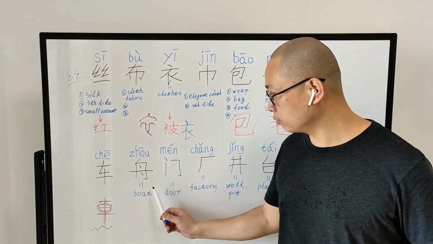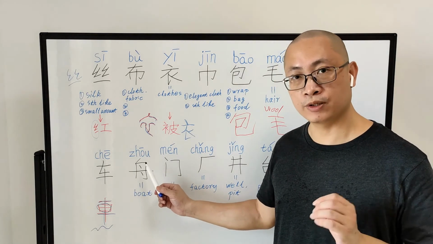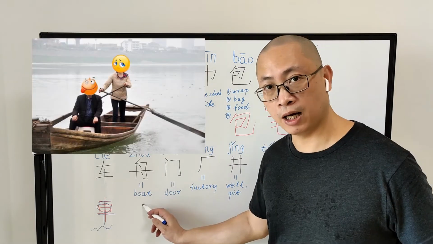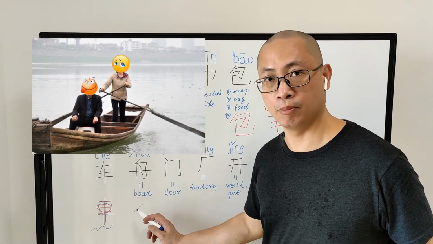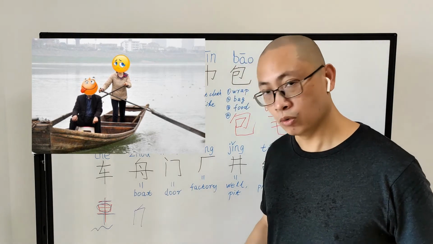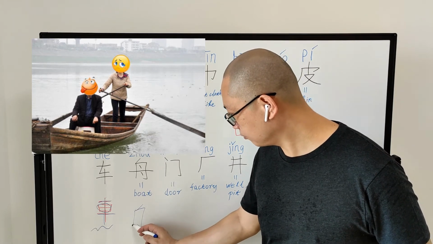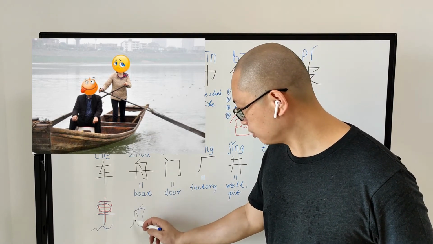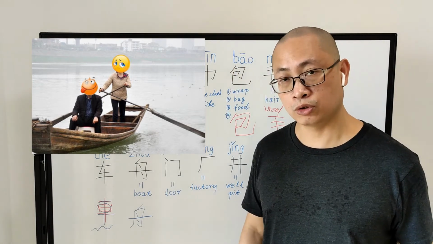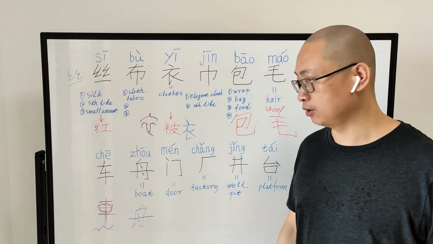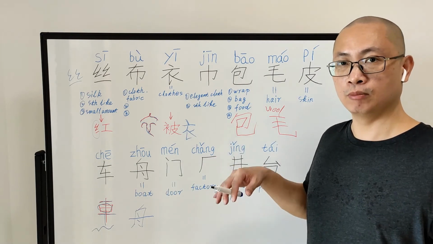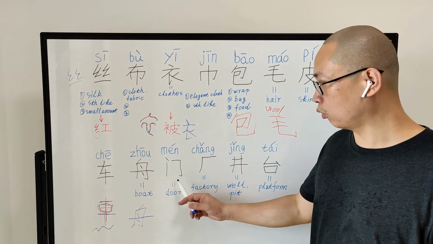Next character, 舟, first tone, 舟, boat. This part, just like the head of a boat, two sides with a wave, and two persons sit on it. Here's a pattern. 舟, boat. Next character, 门, second tone, 门, door.